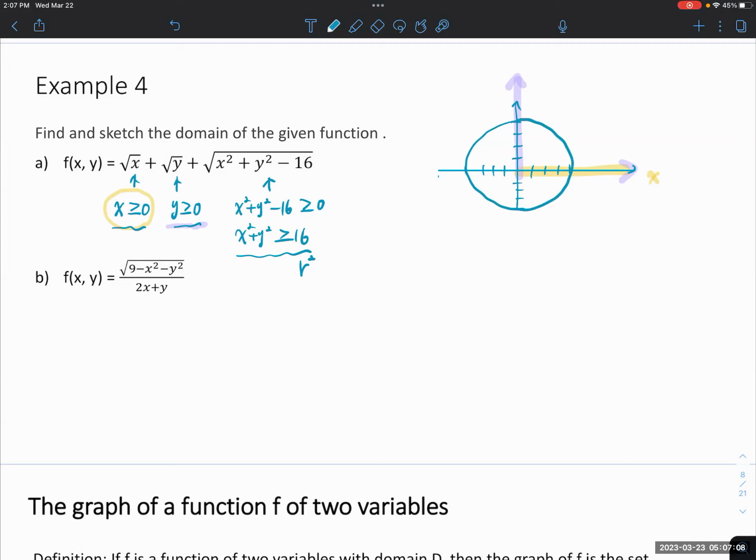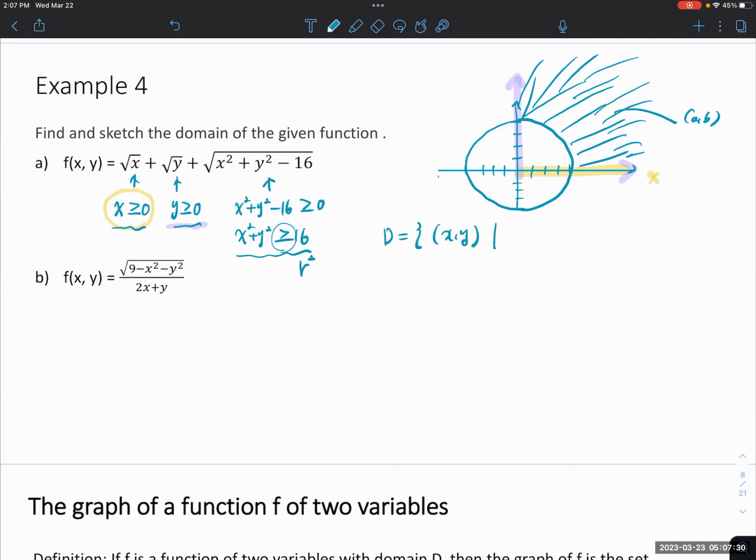And then the only shaded area is here in the first quadrant, but it's greater than or equal to. So this is the area. You can have any coordinate point in this shaded area. That's going to be your domain. So the domain will be: you can have any x, y such that x should be greater than 0, y should be greater than 0, and x squared plus y squared is greater than or equal to 16. That's the domain. And that's the area I shaded.